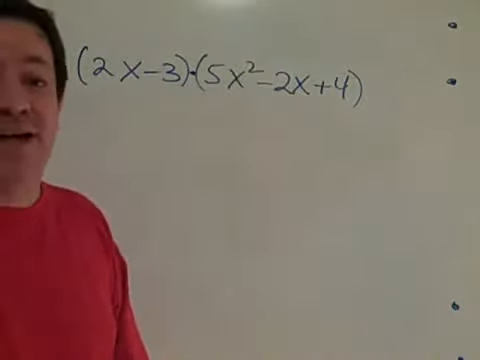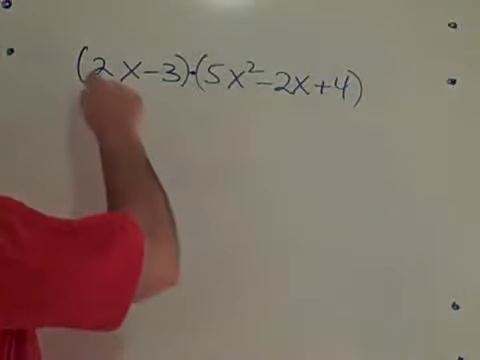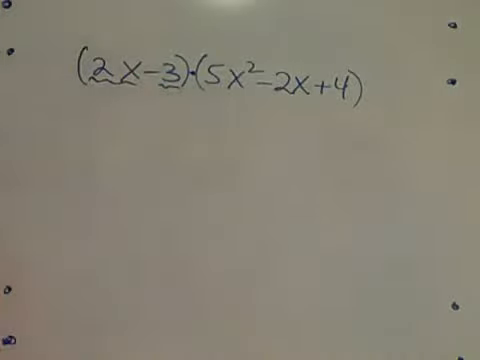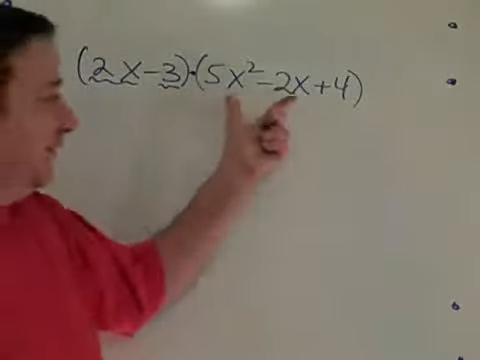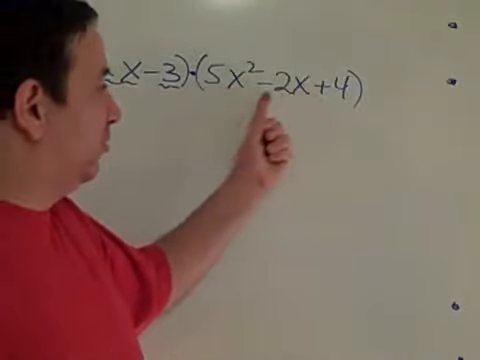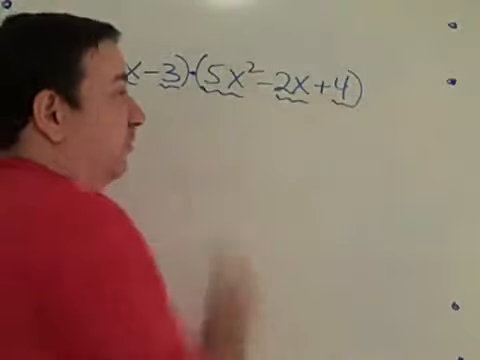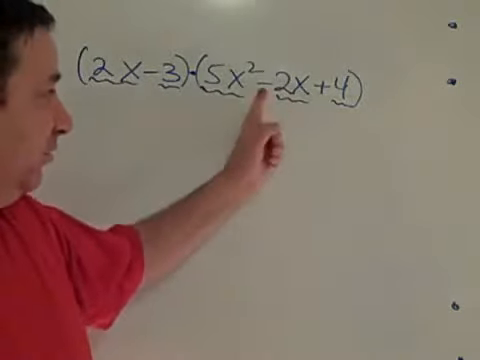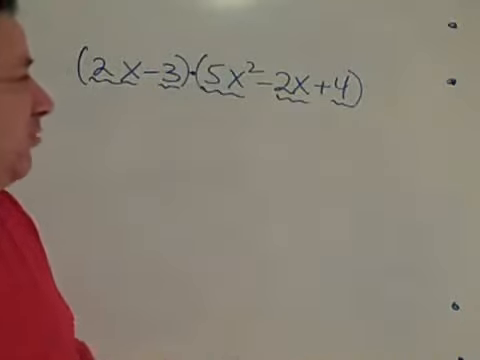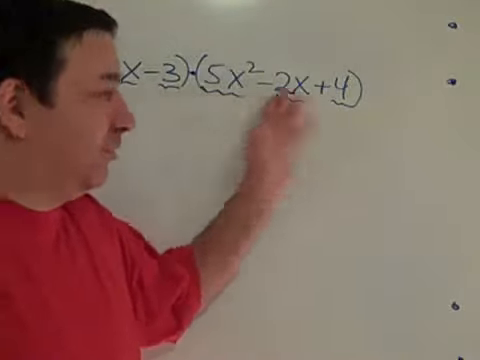Like all factors, factors are made up of terms. In the first factor, and in every factor, the terms are separated by addition and subtraction symbols. That subtraction symbol separated this into two terms, 2x and 3. The second factor, there are two separators. Those are the terms, 5x squared, 2x, and 4. Addition and subtraction symbols do a perfect job separating a factor into its terms.